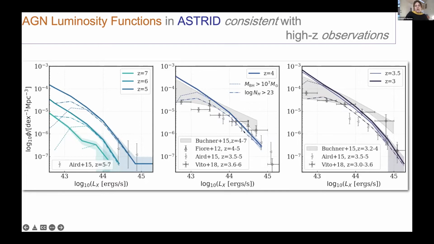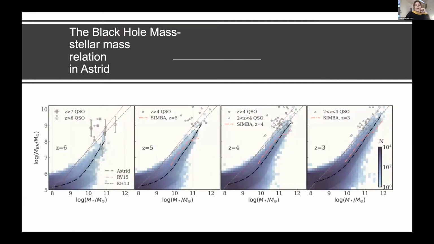And again, we've heard a lot about statistical constraints and how the simulations fare against them. So this is just consistent with what we heard today. And again, a lot of discussion, with this large population of black holes, we can go after comparing to the black hole galaxy relationship, the mass of the black hole, stellar mass, and so on.